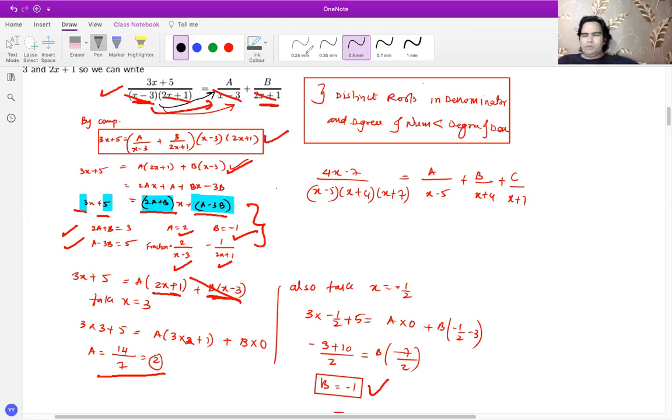So this is the first type of partial fraction, where you have distinct roots in the denominator and you don't have any repeated factors. The degree of the numerator is less than the degree of the denominator. So let's take the next type of question, where we don't have the degree of the numerator less than the denominator.